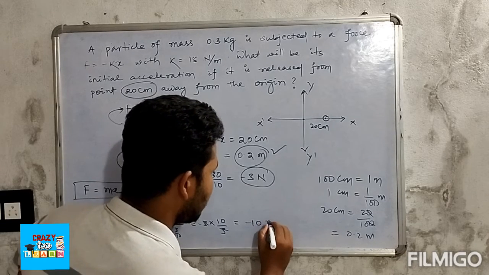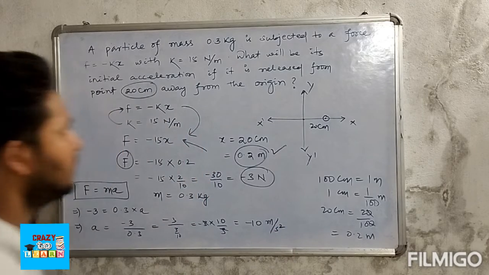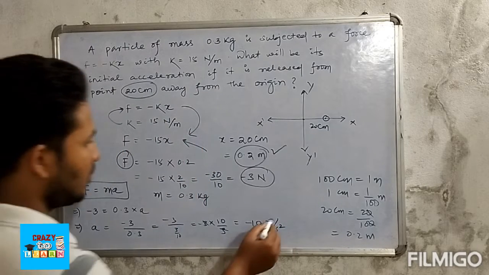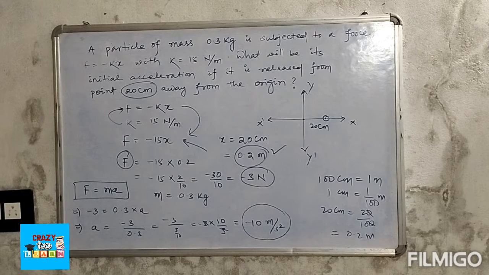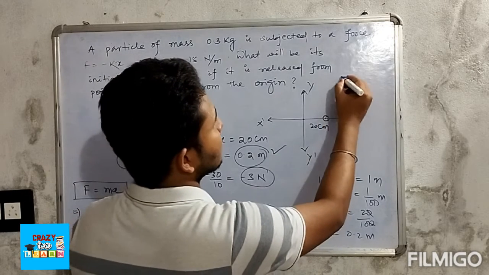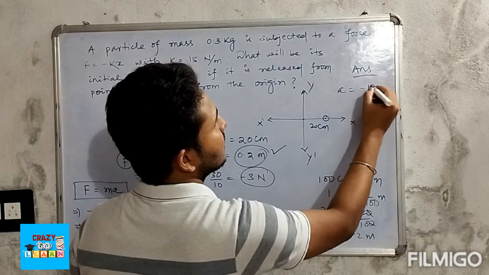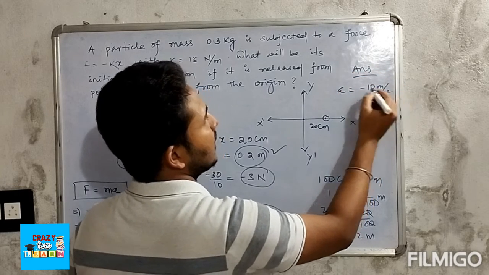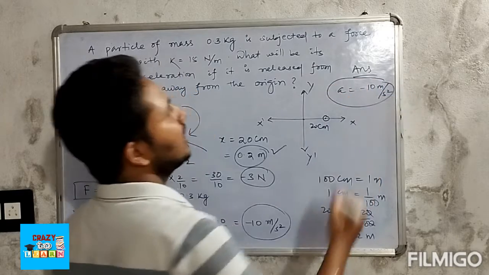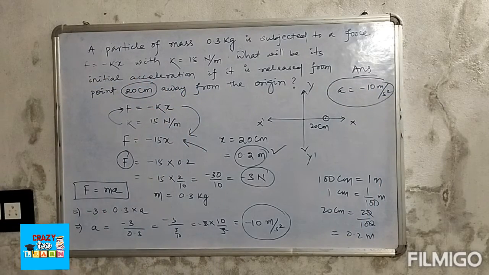What is the unit of acceleration? Meter per second square. So what is the initial acceleration? What will be its initial acceleration if it is released from the point? So final answer, acceleration is equal to minus 10 meter per second square. And here the minus sign we are getting as the acceleration is decreasing here. Okay, the acceleration is minus 10 meter per second square. Clear?